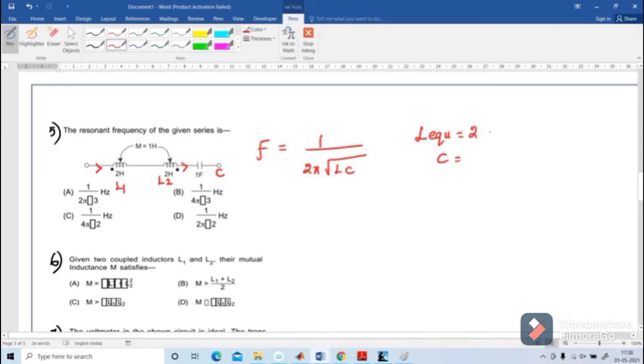L equivalent is 2 plus 2 minus 2M, that is 2 into 1. The 2s get cancelled. The answer is 2. What about capacitance? That is, what is the resonant frequency? 1 divided by 2 pi root L C. What is root L? That is 2 into 1. So 1 by 2 pi root 2 is the correct answer.